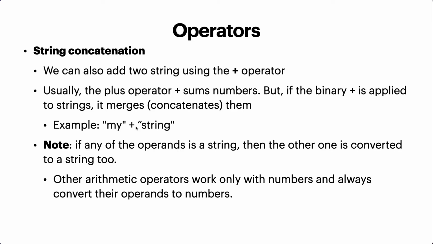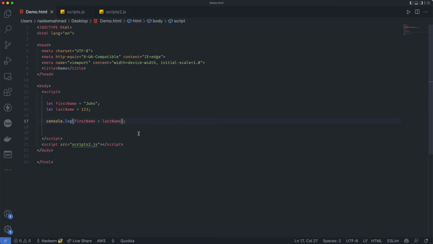Other operators like division, subtraction or multiplication convert their operands to numbers. If we provide, for example, a string and it's a valid number string, then it will be converted to a number and the operation will be done accordingly. For example, 6 minus 2, or 6 divided by 2. Let's look into it with a practical example to better understand it.